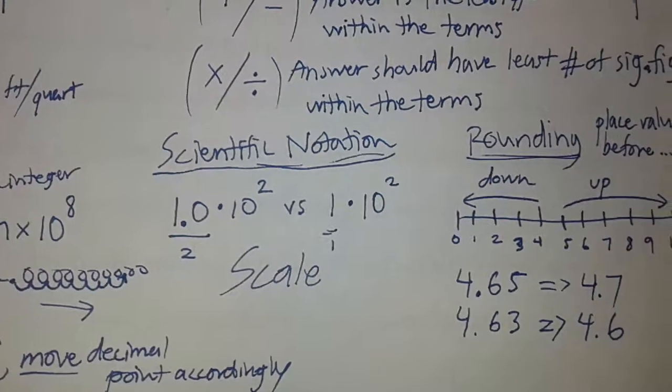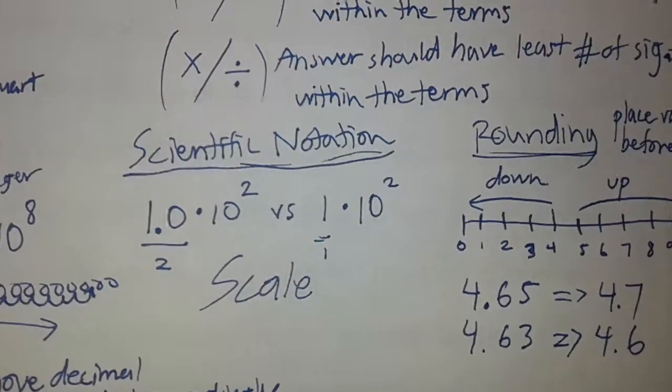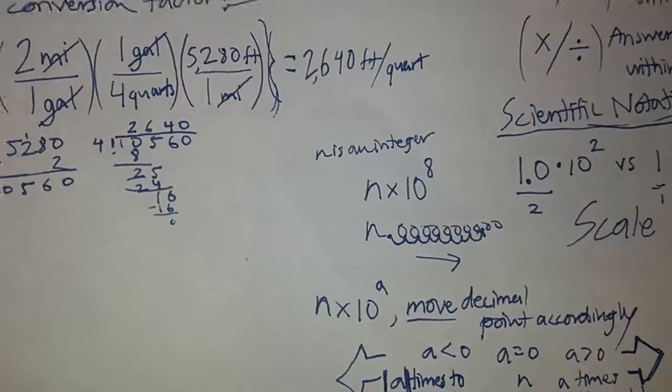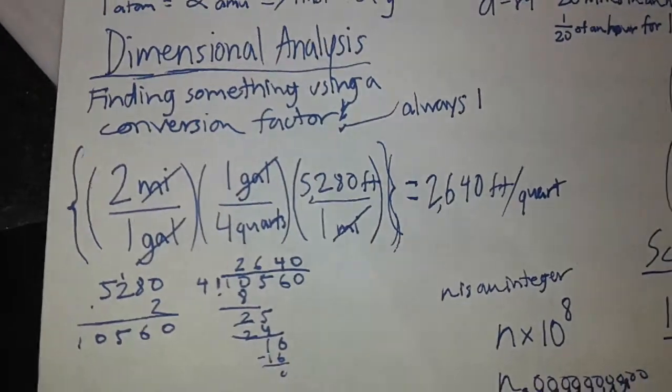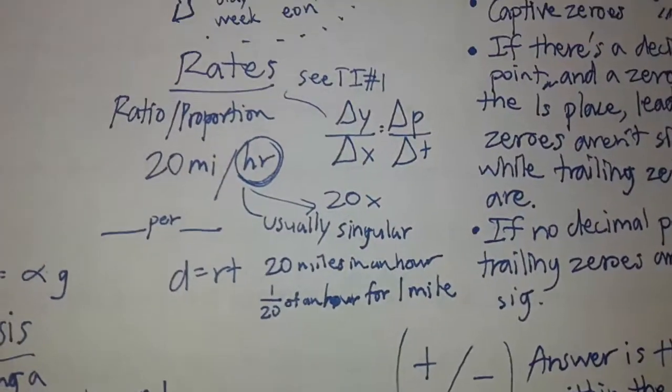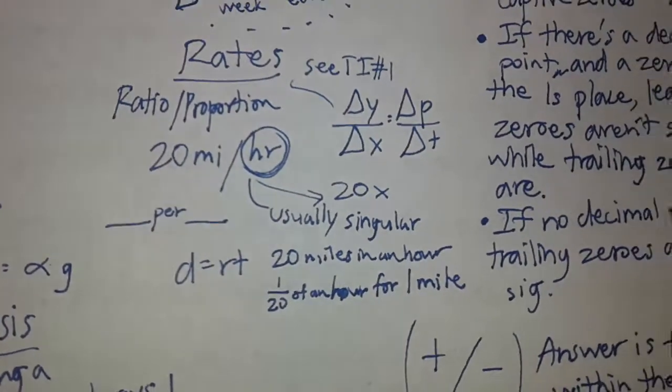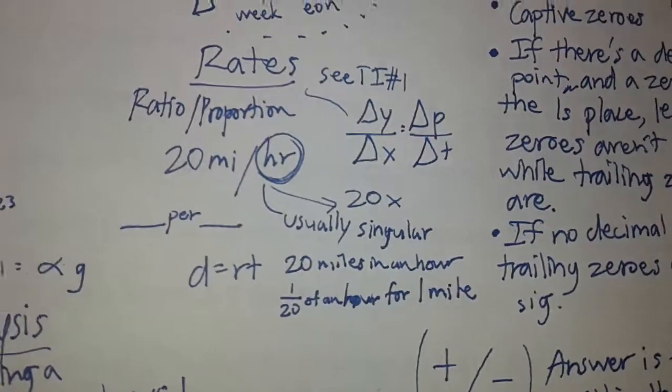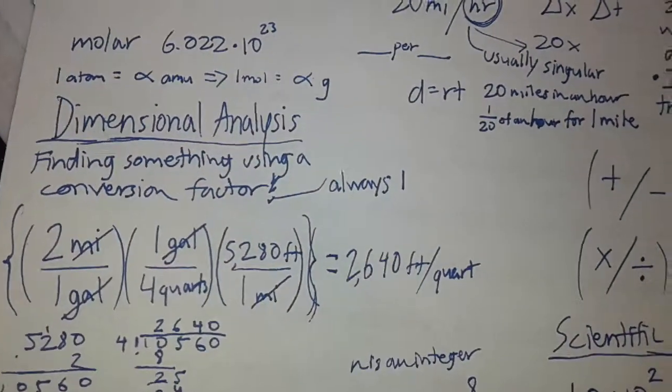Scientific notation goes like this, in order to have scale, because we don't want to write a really large number. Dimensional analysis is something we can use with measurements. When it comes to rates, rates are a combination of two different measurements. It is a proportion, the change in y over the change in x.